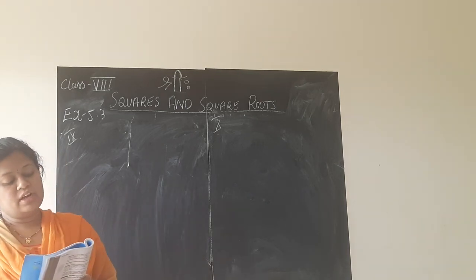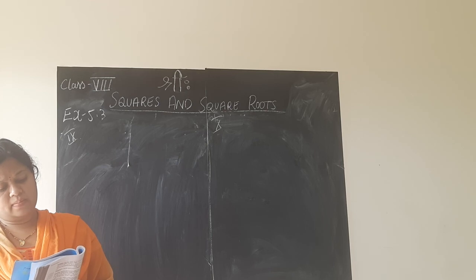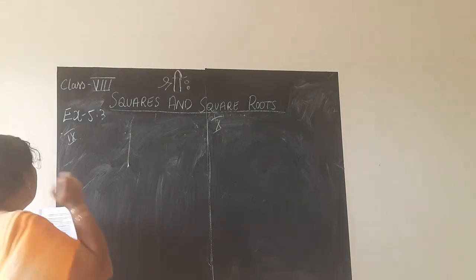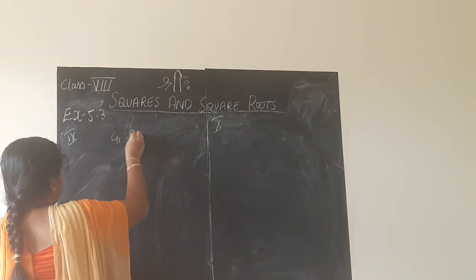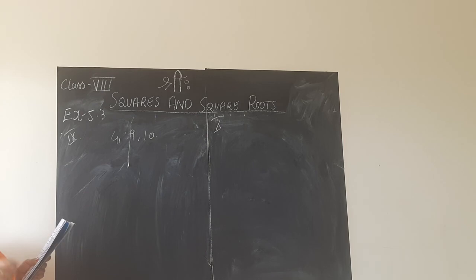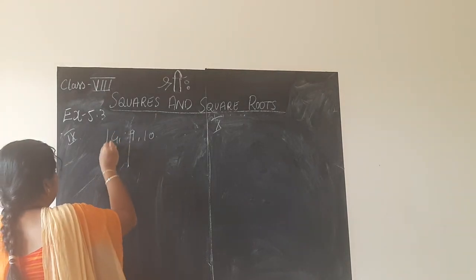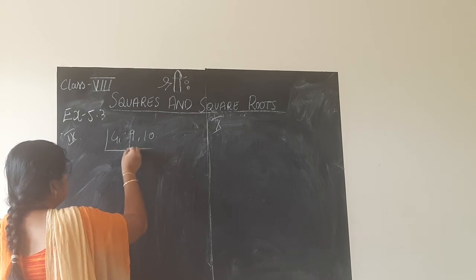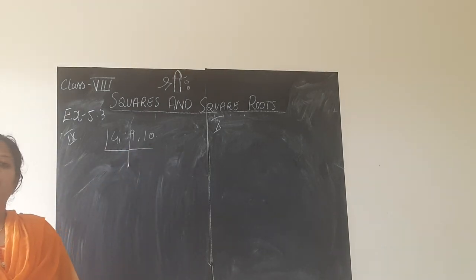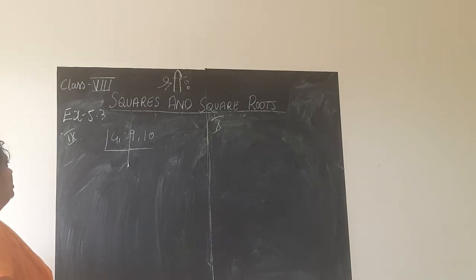The question says, find the smallest square number that is divisible by each of the numbers 4, 9 and 10. The numbers are 4, 9 and 10. So what you should do is, write all the 3 numbers together and find the LCM of these numbers. How? Again by using the method of prime factorization.